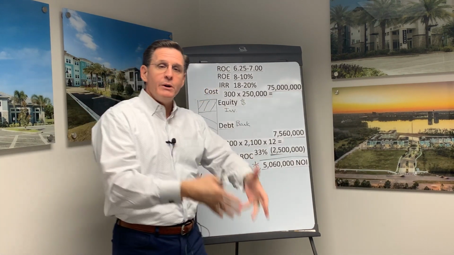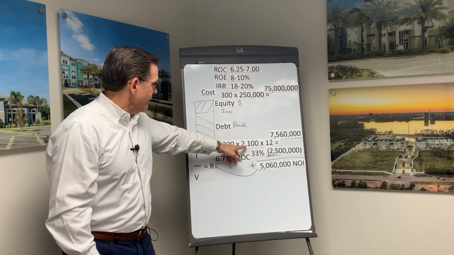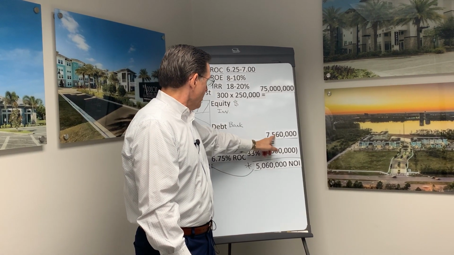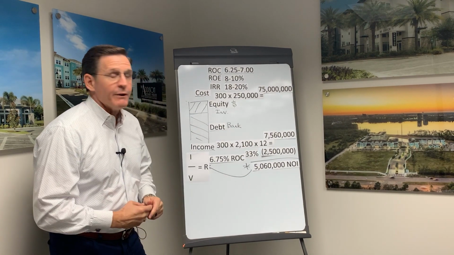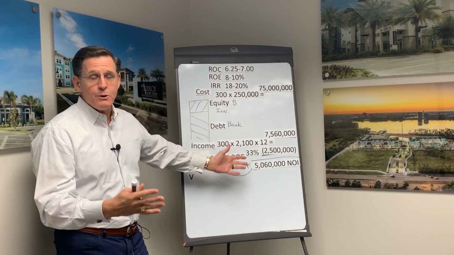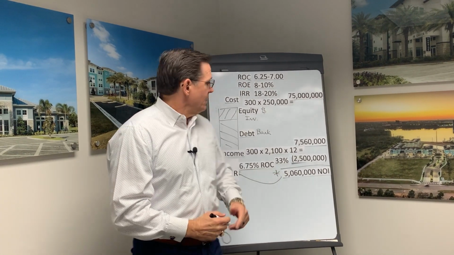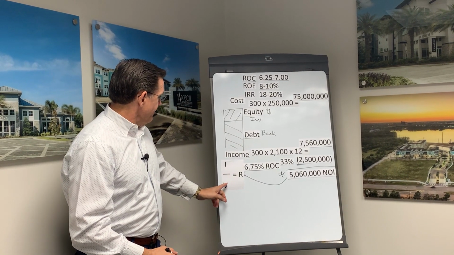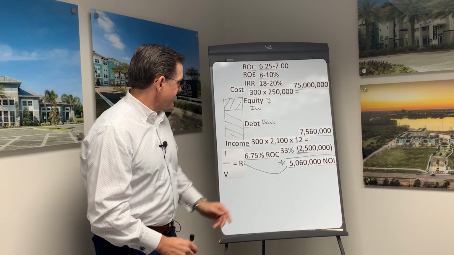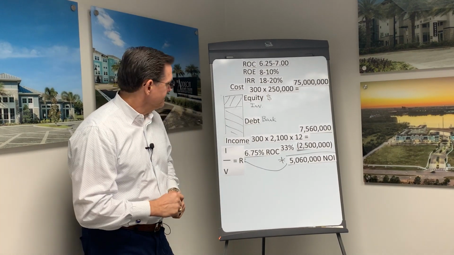We took $75 million, threw it in the ground. Apartment community came out. We were able to rent the units for $2,100 times 12 on an annual basis. Our gross income would be $7,560,000. We have to pay our expenses, pay taxes, pay insurance, pay the staff. What money's left over? $5 million. What is that as a percent of the total value, which is what it cost us to build the project? So that would be a 6.75% return on your cost.